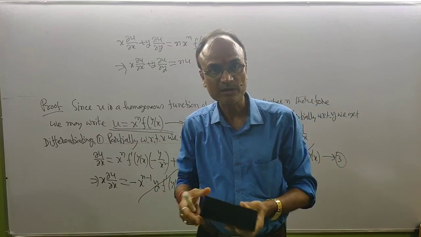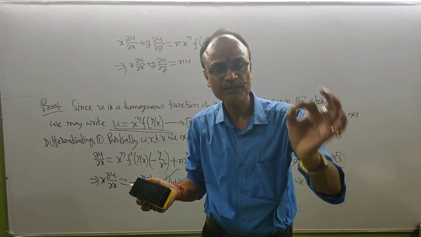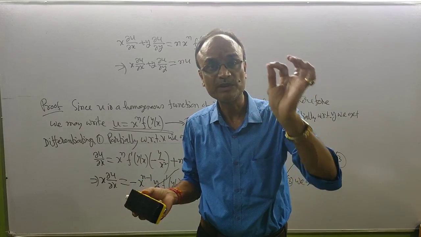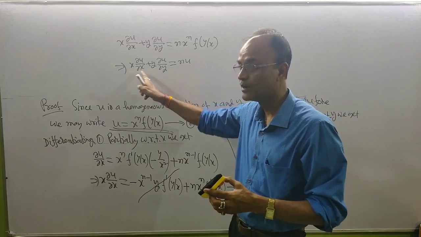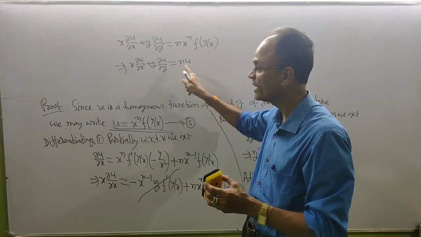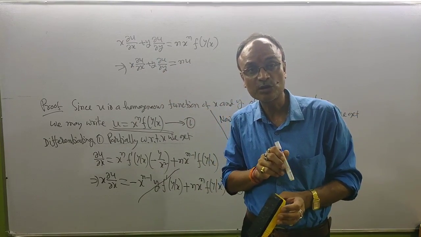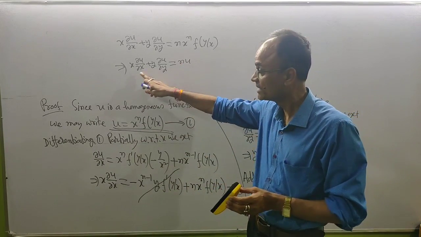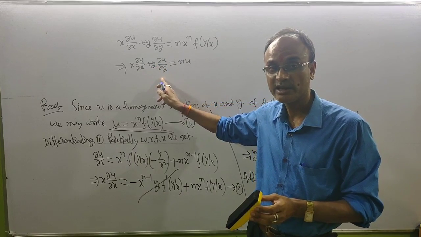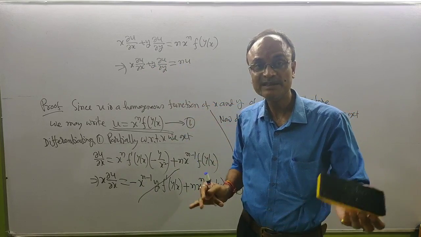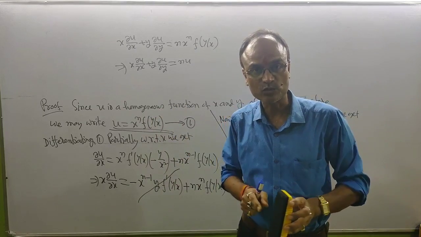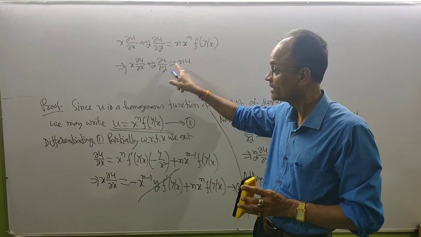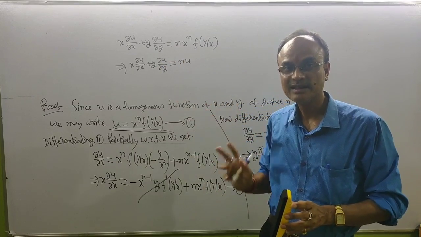What is the statement of Euler's theorem? If u is a homogeneous function of x and y of degree n, then x del u by del x plus y del u by del y equals n u. If it is a homogeneous function of degree 3, then x del u by del x plus y del u by del y equals 3u. If it is of degree 1 by 2, then it equals 1 by 2 into u. Like this.